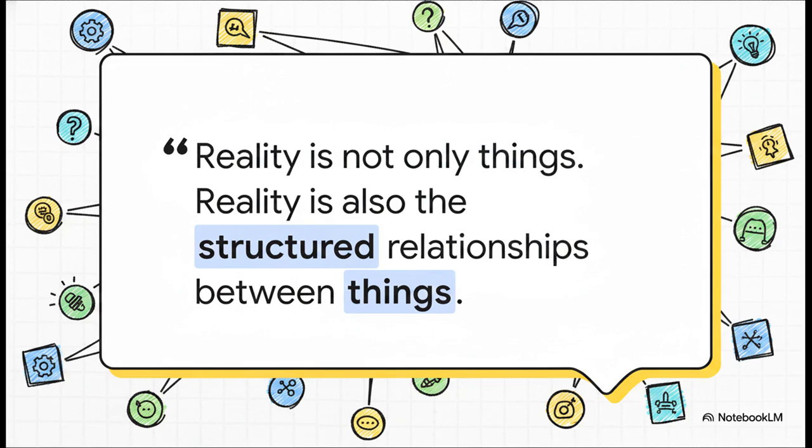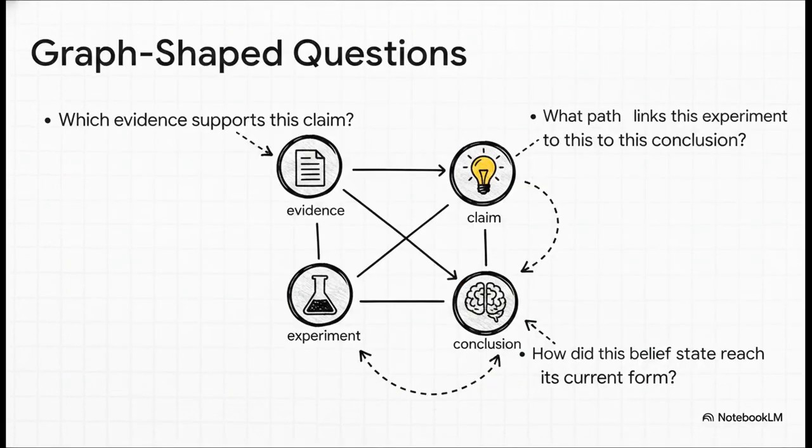A graph database is built on this fundamental idea that reality is not just a big bucket of things. The real meaning, the actual story, is found in the structured relationships between all those things. Okay, so let's apply this to something real, like scientific discovery.